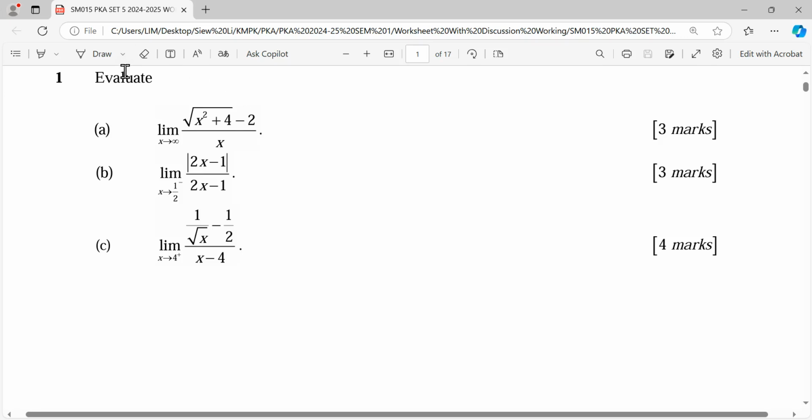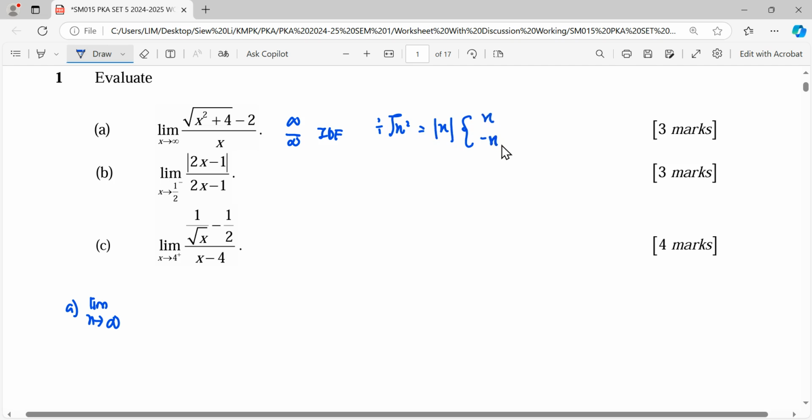Number 1, evaluate the following limits. For the limit as x approaches infinity, as you substitute, you can see this is infinity over infinity, indeterminate form (IDF). To simplify this, we're going to divide by the highest power of x. You can see this is square root of x squared, therefore it will be equivalent to modulus x, which can be expressed in piecewise.